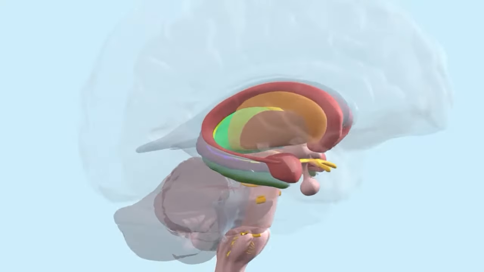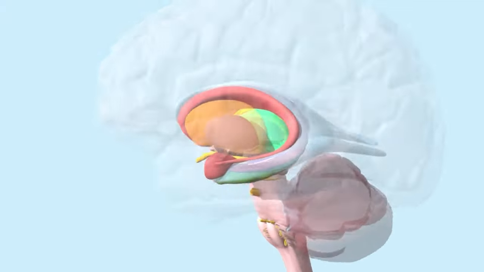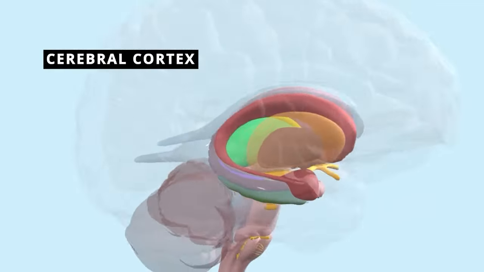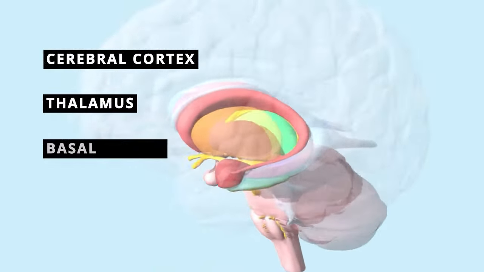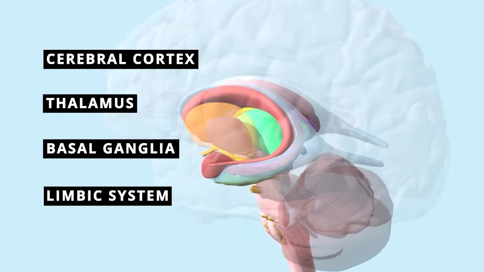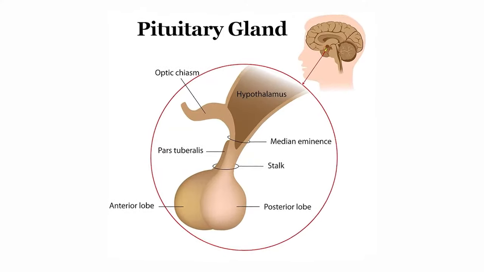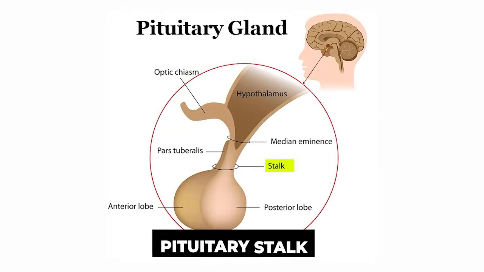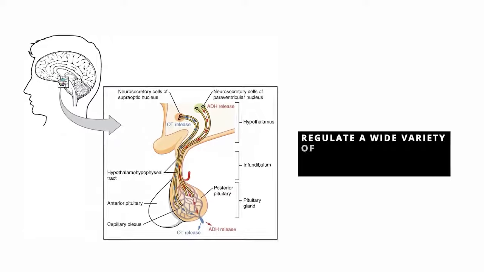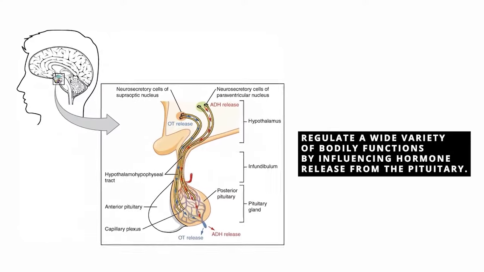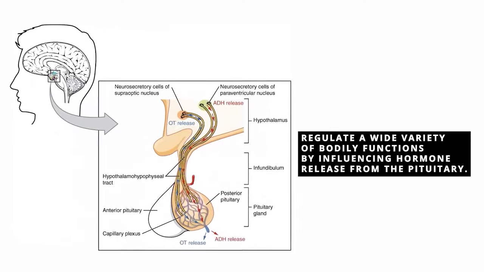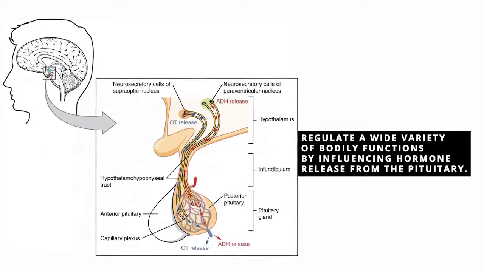The hypothalamus is connected to many parts of the central nervous system, including the cerebral cortex, thalamus, basal ganglia, and limbic system. The pituitary gland is attached to the hypothalamus by the infundibulum, or pituitary stalk. Through this connection, the hypothalamus can regulate a wide variety of bodily functions by influencing hormone release from the pituitary.